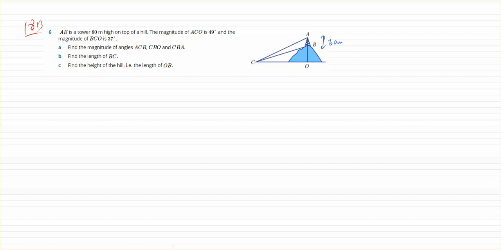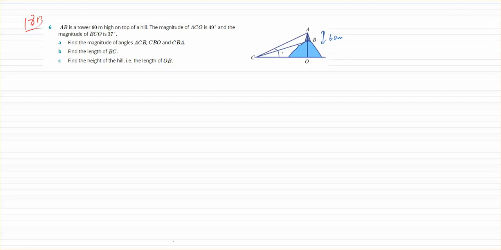The magnitude of ACO is 49, so this whole angle, ACO, is 49 degrees. And the magnitude of BCO, which is the small angle, is given by 37 degrees. We're trying to find the magnitude of angle ACB. So angle ACB is talking about the angle in between here.